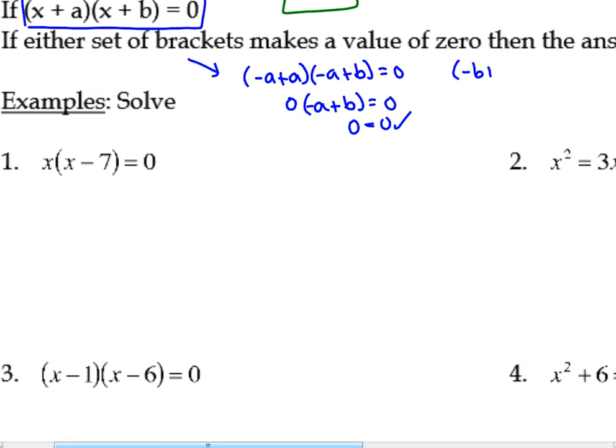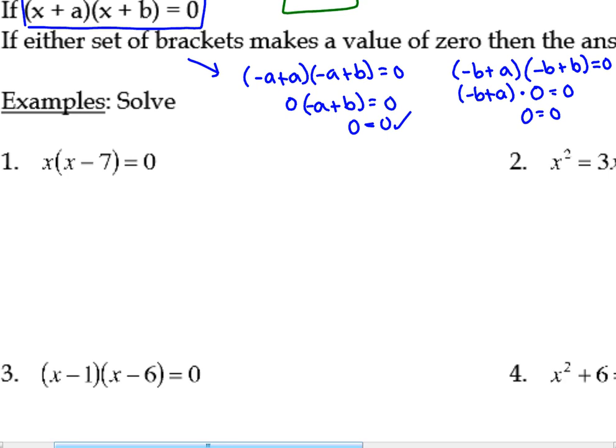Or if x was equal to negative b, this is very abstract right now. So if I replace all my x's with negative b, would that give me a product of 0? Yeah. So it would be negative b plus a, whatever that equals, times 0. And anything times 0 is 0. So that's how we're going to actually use the factoring to solve for those x-intercepts. To solve for the zeros when y is 0.